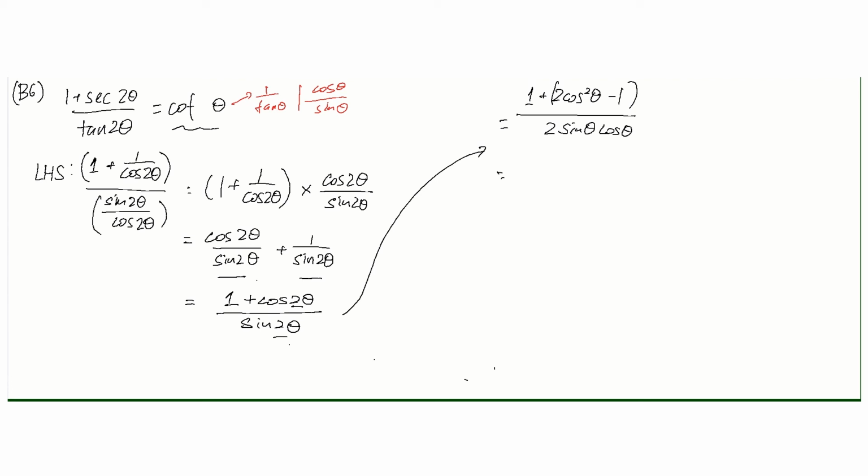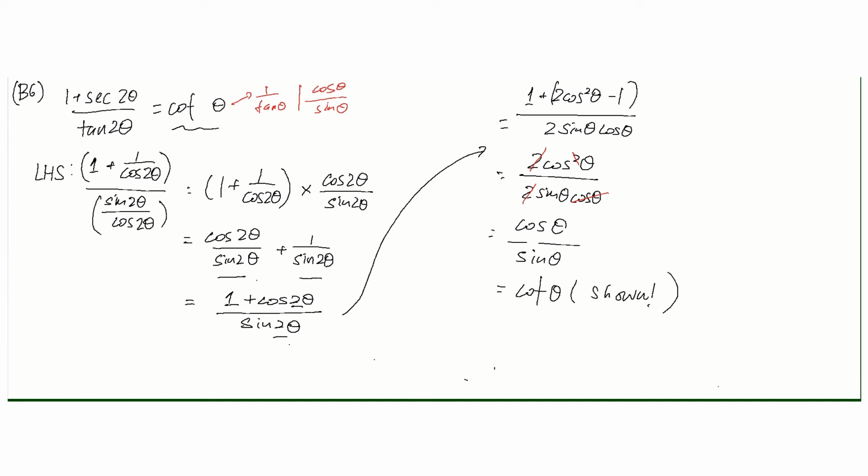And you notice that in my numerator, this can be further reduced to 2 cosine square theta over 2 sine theta cosine theta. Now once I got this, I'm really happy now, because I can do all sorts of cancellation, cancel, cancel, cancel, cancel. And you notice I'm just left with cosine theta over sine theta, and that leaves us with cotangent theta. And therefore, I've shown it. Ta-da! Yeah, that's all for this question.